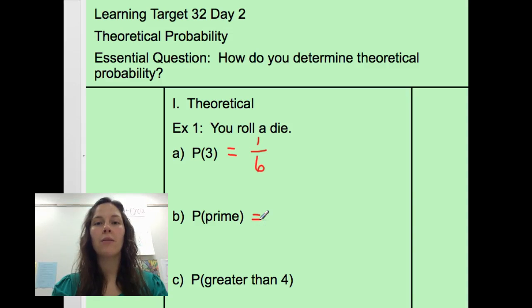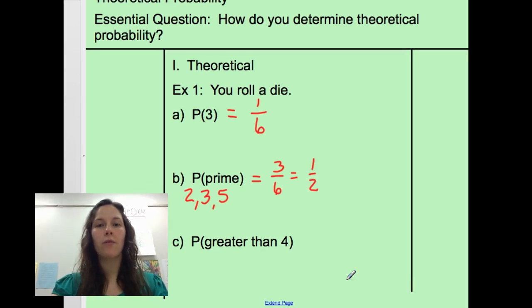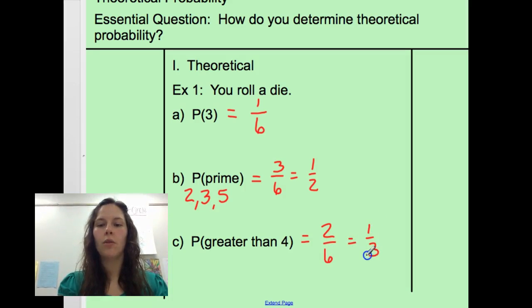Probability that you get a prime. Now you have to remember what the prime numbers are. Prime numbers are divisible by 1 and itself, so the prime numbers are 2, 3, 5, from 1 through 6. So we have 3 out of 6 numbers that are prime, which simplifies to a 1/2 probability. And what's the probability you roll a number greater than 4? Not a number greater than or equal to, so we're not going to include the 4. So there's 5 and 6, which gives us a 2 out of 6 chance, simplifying to 1/3.